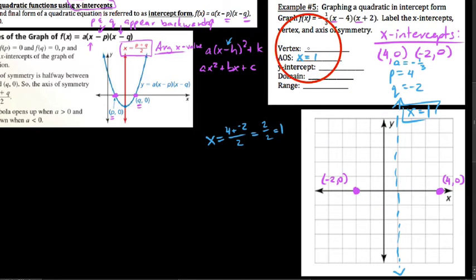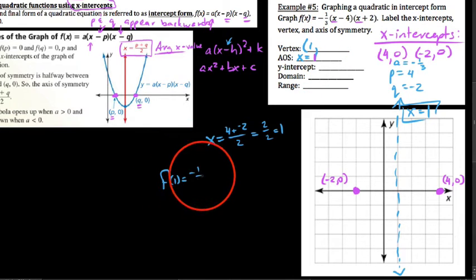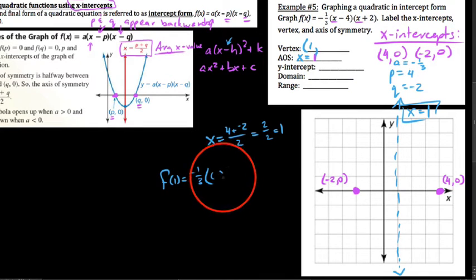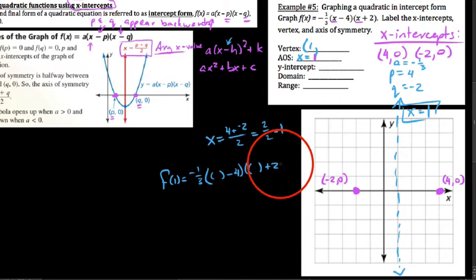So now the question becomes, well, where's our vertex? Using what we've already discovered about parabolas, it's got to have the same x value as our axis of symmetry. So it's at 1 comma f of 1. So we need to go plug in 1 into our function here. What is f of 1? Well, I get negative 1/3 times blank minus 4 times blank plus 2. We'll plug in our 1 and 1.